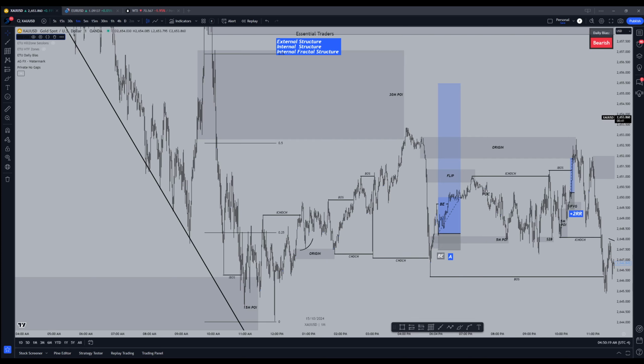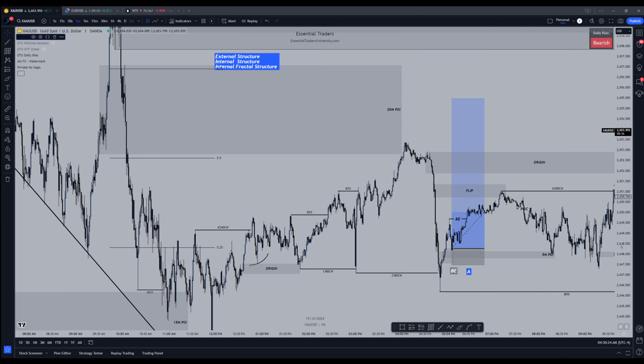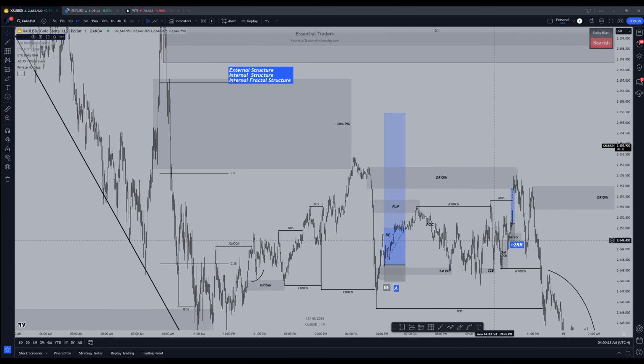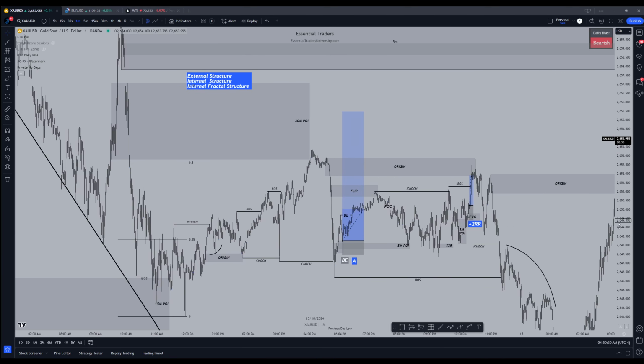So this is how you should be viewing price each and every single day. And this doesn't take too much effort to understand, really, once you get the hang of it live. Now, this is where I made a mistake in my trading today.